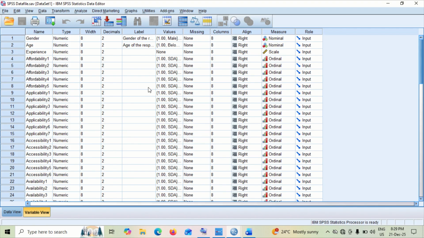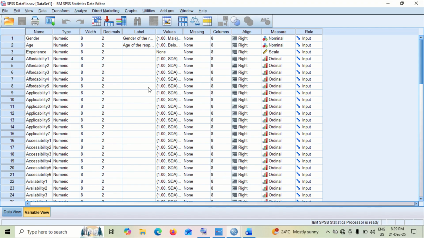There are different kinds of assumptions for conducting the independent sample t-test. First of all, the groups should be independent. Data should be normally distributed, and equal variance or homogeneity of variance should be assumed.